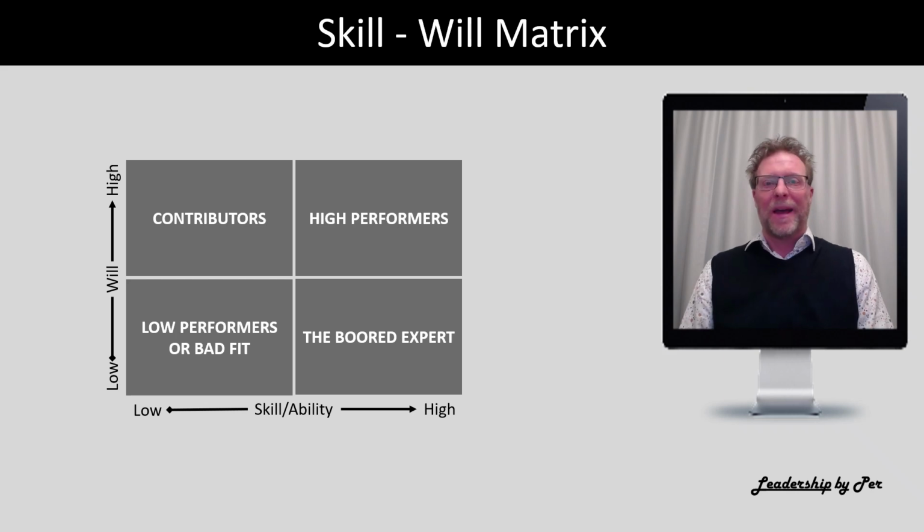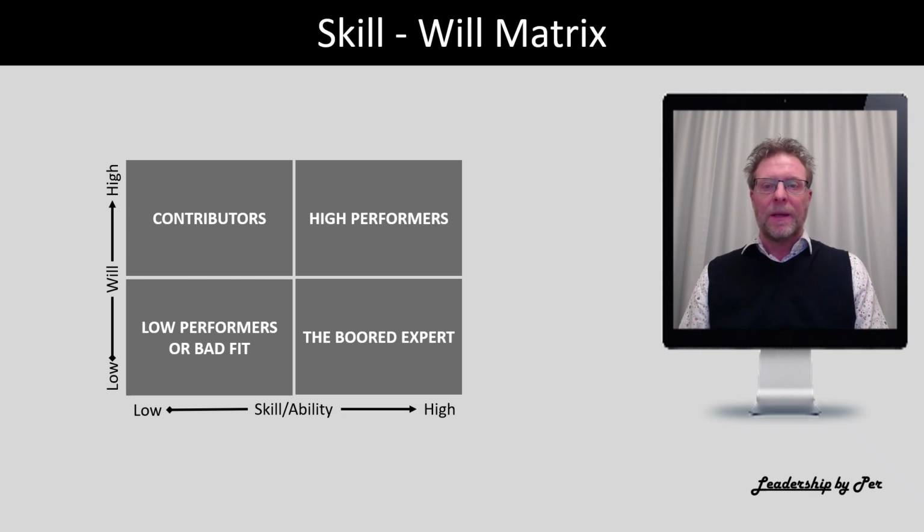The skill will matrix helps me understand how to best support individuals based on two dimensions, the level of skill and their level of will. And with will, I mean motivation or engagement. I use this model when coaching team members, adapting my leadership style to fit their current situation.